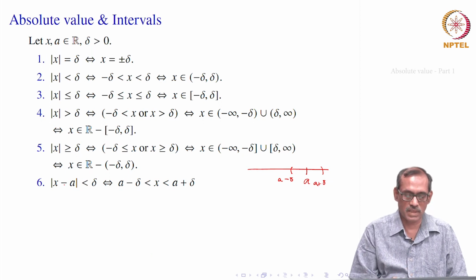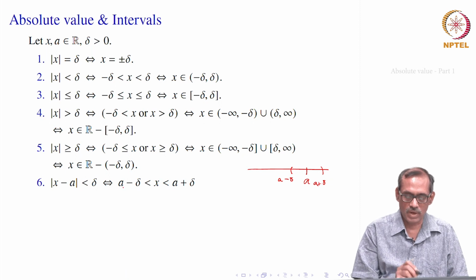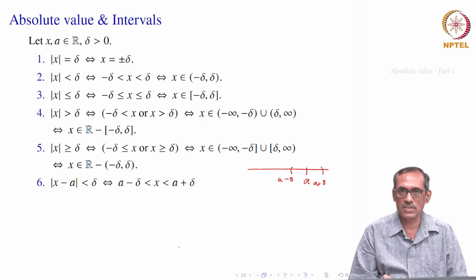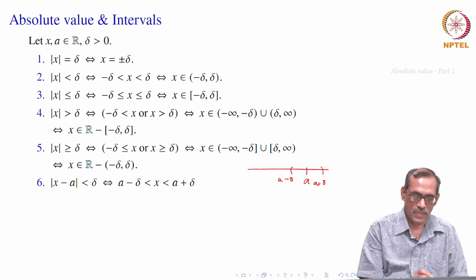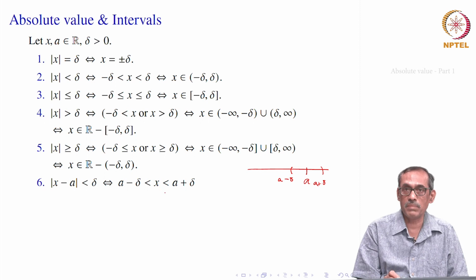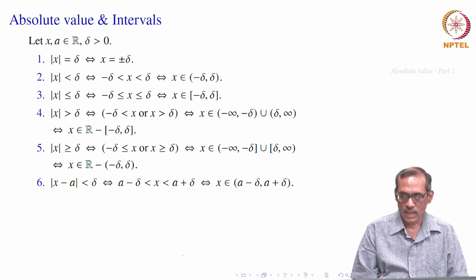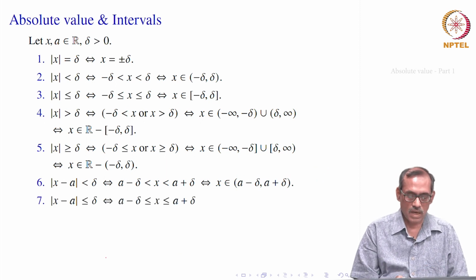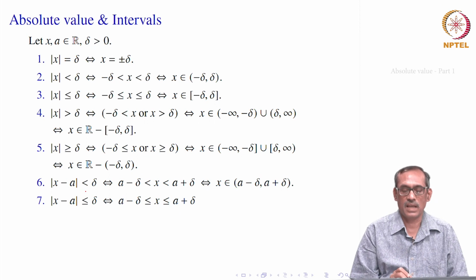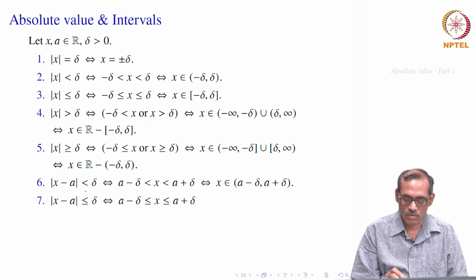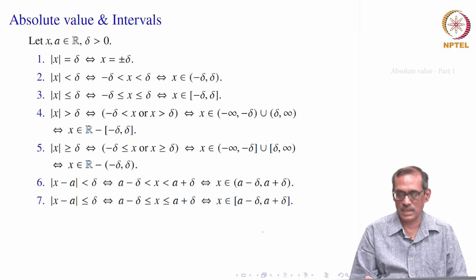We would get mod x minus A less than delta if and only if A minus delta is less than x is less than A plus delta. So, it is just another way of telling that x is an element of the delta neighborhood of A, mod x minus A is less than delta, that is what it means. Okay. So, now suppose it is less than or equal to delta, then equality will be introduced on both the sides. Instead of the open interval, it will be a closed interval.